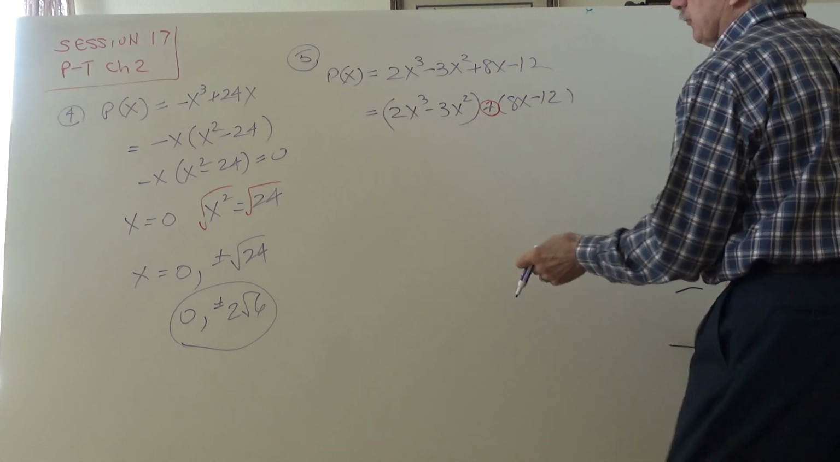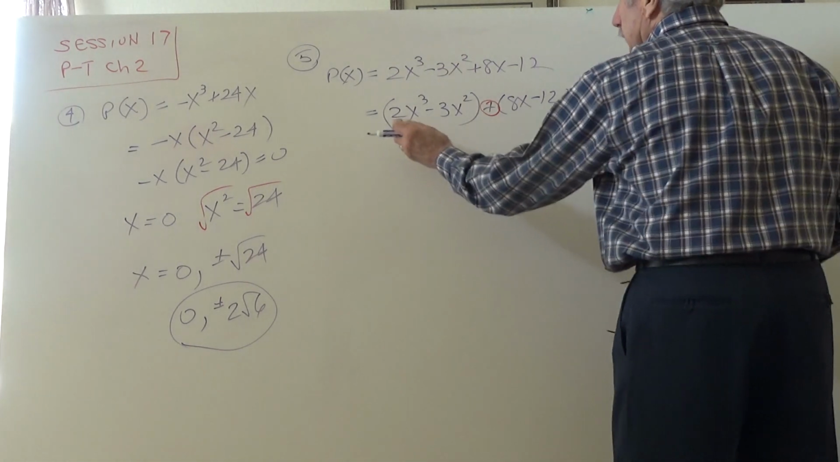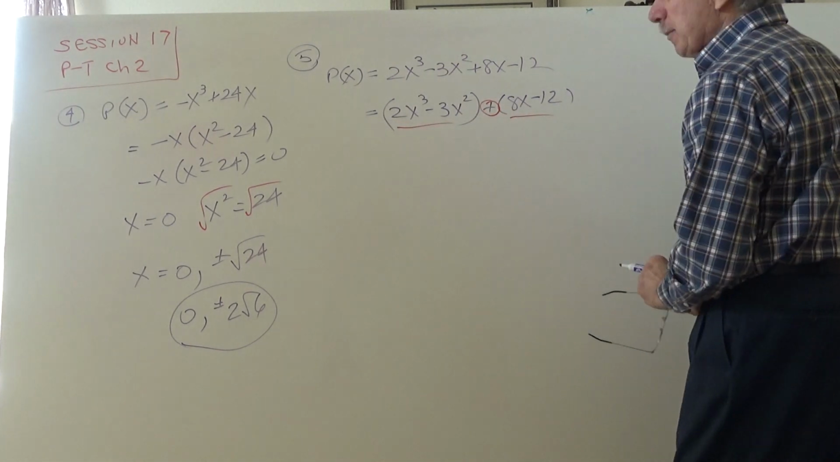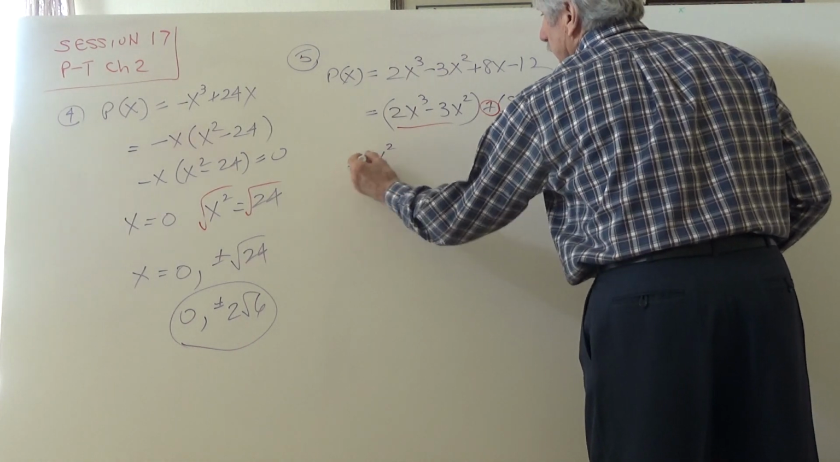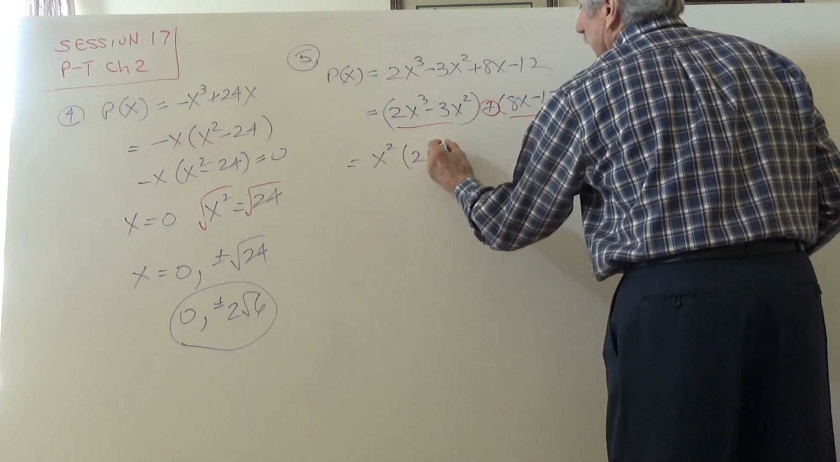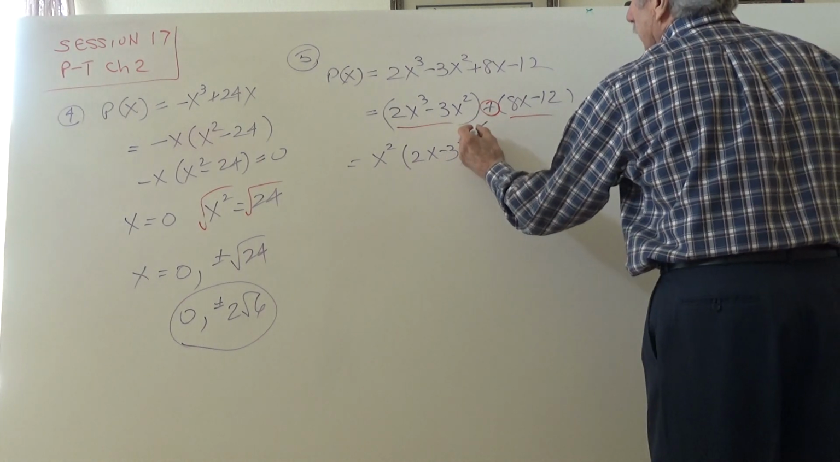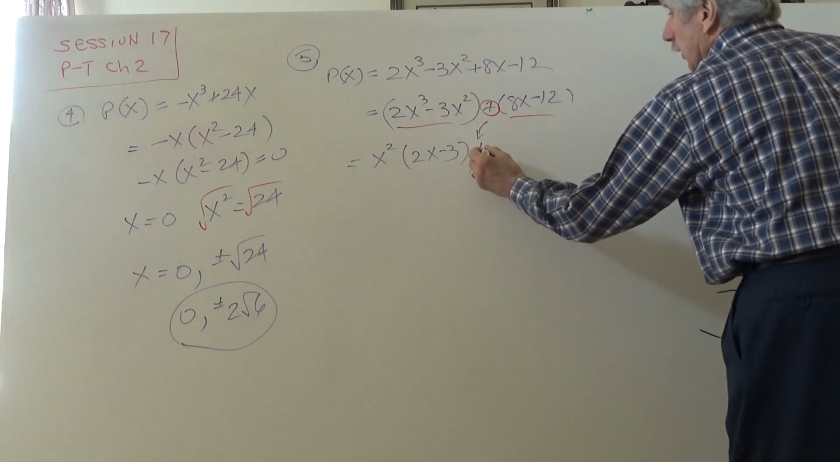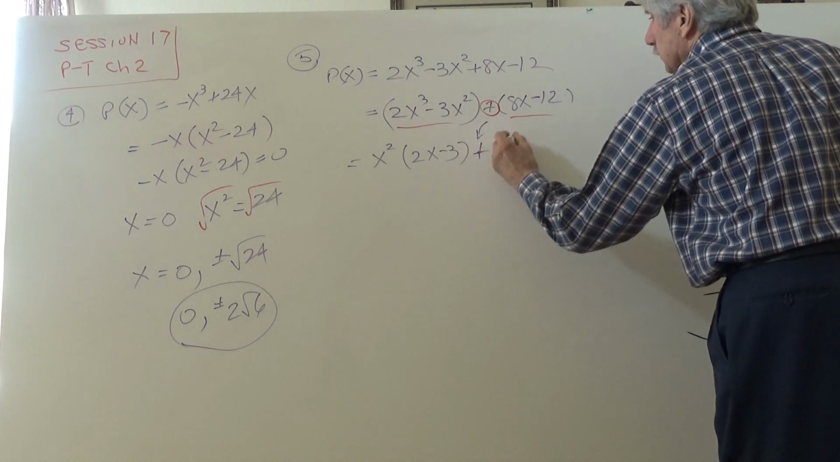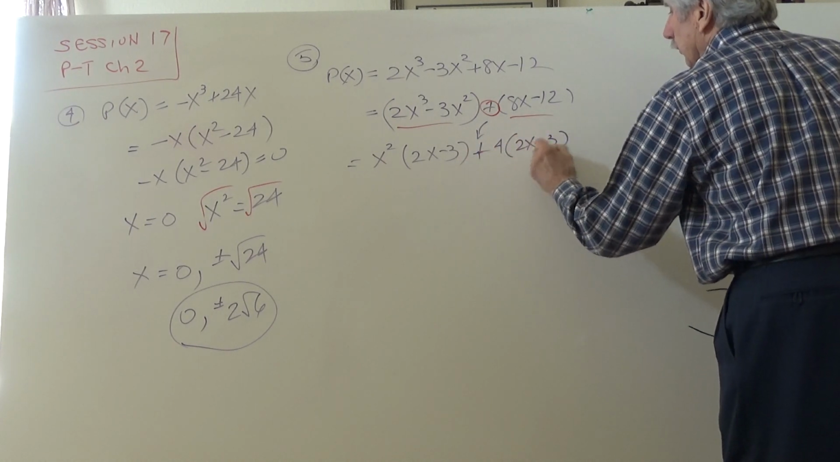But we can proceed a little bit further and say, okay, let's take a look at each of these groups. Is there anything common here? There's an x squared common in the first. Let's factor the x squared from that. We're left with 2x minus 3. Our plus sign here. I'm looking at a 4, I would guess, in both cases there. Let's take a 4 from each of those. We're left with 2x minus 3 also.